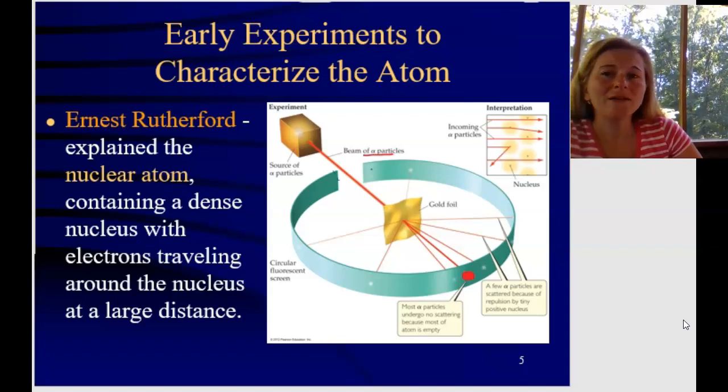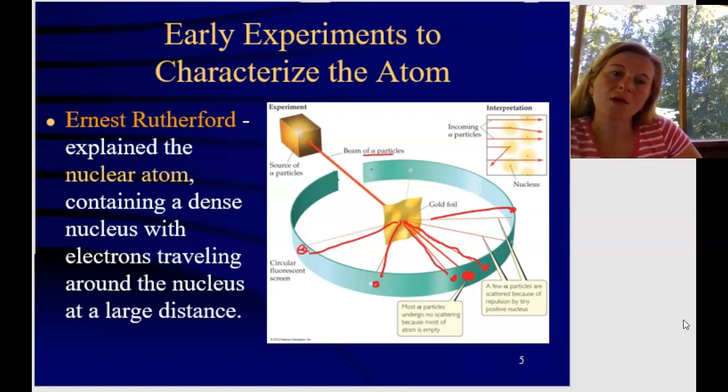But what else happened was that some particles went at a little bit other angles, including completely off to the sides and lighting up the fluorescent screen completely off to the sides of that gold foil experiment. So let's look at what that means.